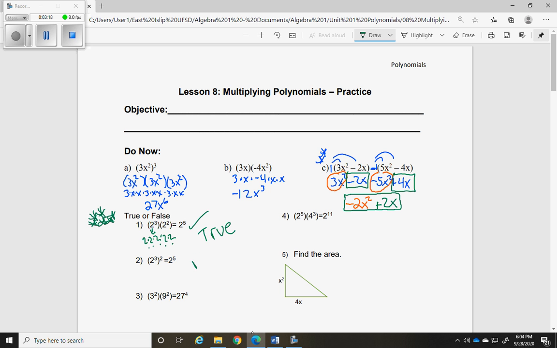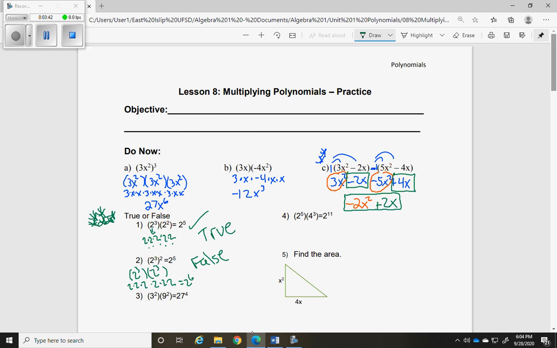Number 2 is false. You're going to prove why it's false. The parenthesis has to be written out twice. So it's 2 to the 3rd times 2 to the 3rd, which is really 2 times 2 times 2 times 2 times 2 times 2, which is 2 to the 6th, not 2 to the 5th. So that's why this one was false.